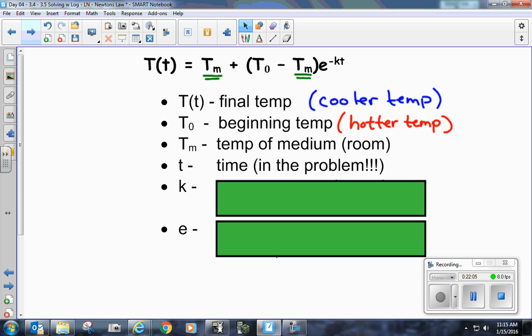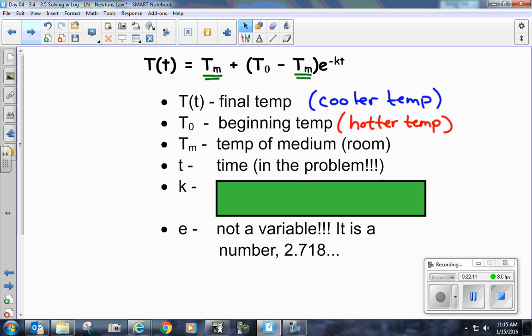Now, I'm going to skip down to E right here. As you know, E is a number. It is not a variable. You do not have to solve for it. There's actually the E in your calculator. That's what you plug in. You want to be precise. You don't want to round to 2.718. You put that E in there and it will calculate the whole number.